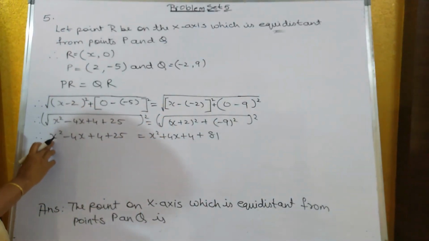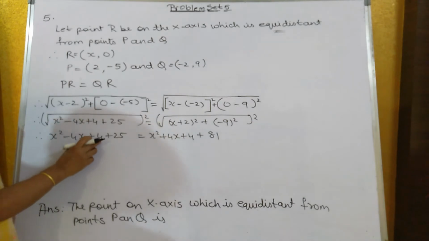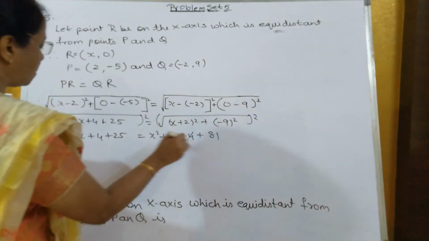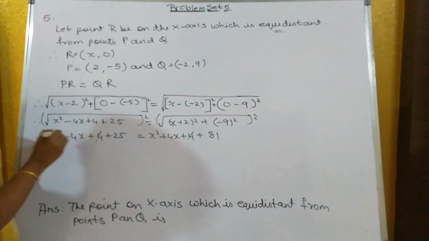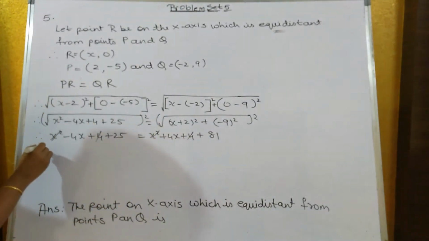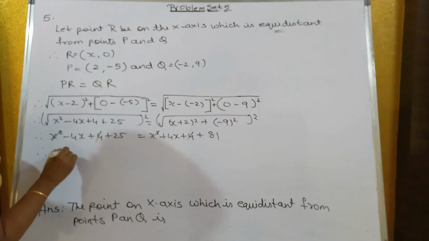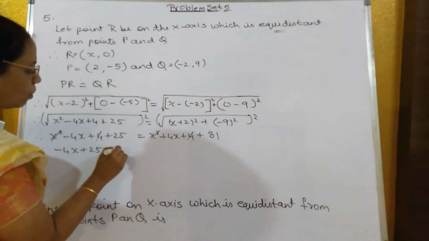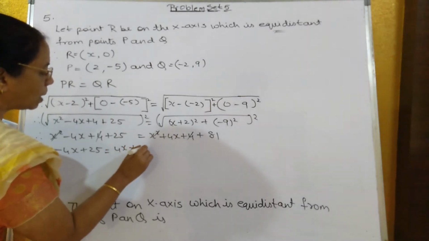So it will become x square minus 4x plus 4 plus 25 is equal to x square plus 4x plus 4 plus 81. Over here plus 4 and plus 4 will get cancelled. x square and x square will get cancelled. So what will remain? Minus 4x plus 25 is equal to 4x plus 81. Bring this 4x on this side.